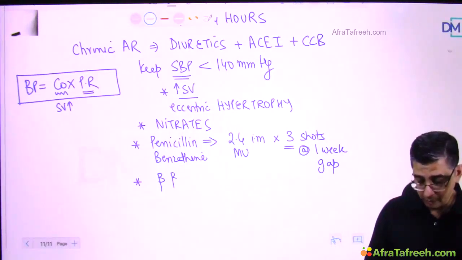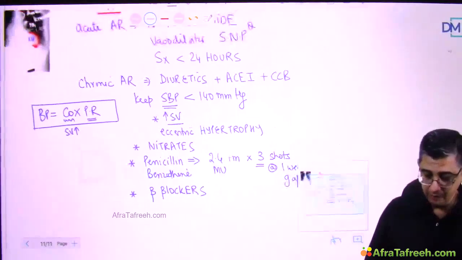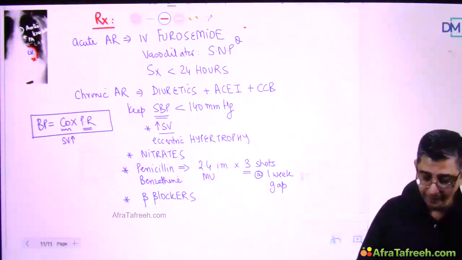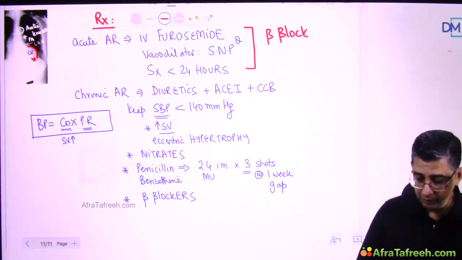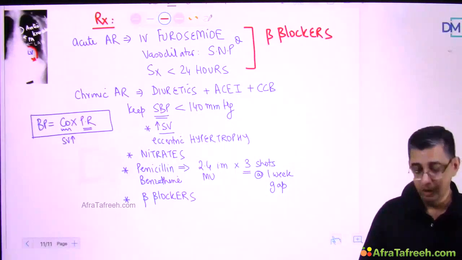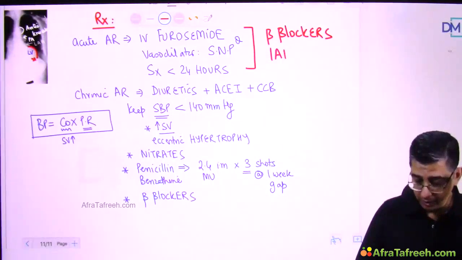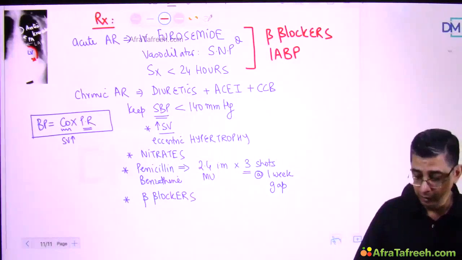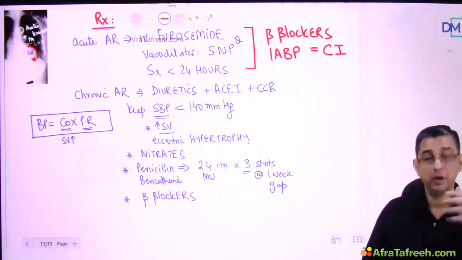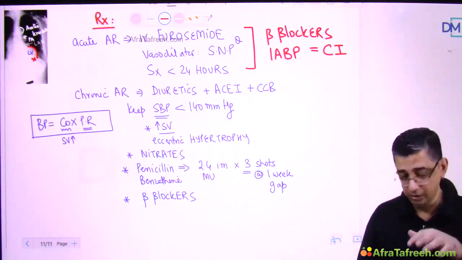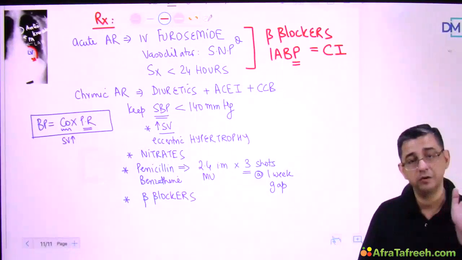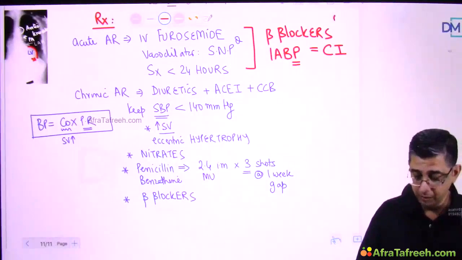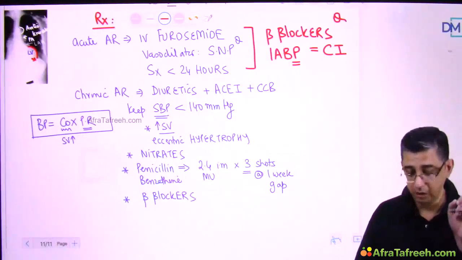What is the role of beta blockers in aortic regurgitation? Well, first of all, remember the fact that beta blockers are absolutely contraindicated in the acute variety of aortic regurgitation. Why? Because beta blockers are not given in acute heart failure. In fact, beta blockers and intra-aortic balloon pump both are contraindicated in patients of aortic regurgitation, primarily because, one, beta blockers are not given in heart failure. I said already, intra-aortic balloon pump will worsen the lesion of aortic regurgitation. So do remember this aspect: beta blockers are not to be given in the acute variety.